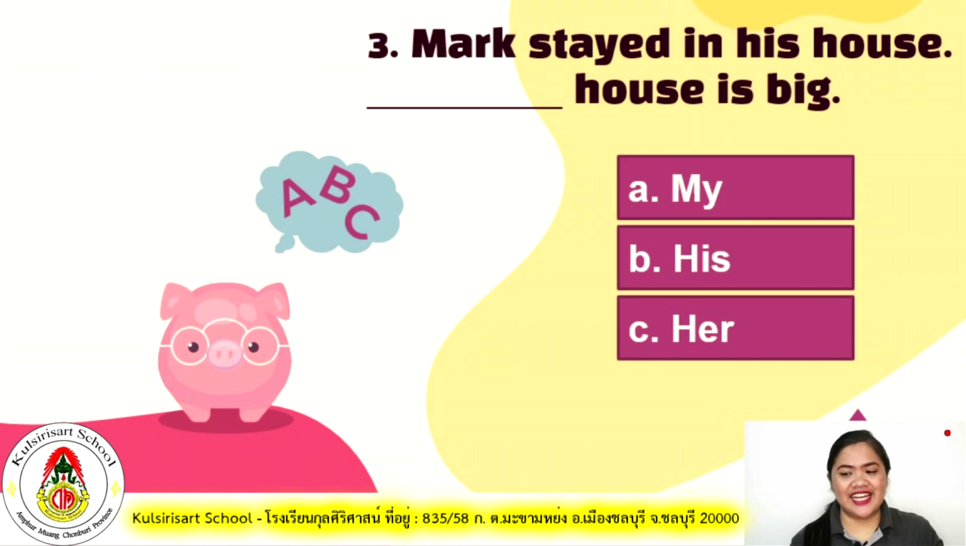Okay, next. Mark stayed in his house. Blank house is big. So, what do you think is the correct possessive adjective? Okay, very good. The word his. As you can see in the sentence, it is already here. Mark stayed in his house. Of course, in the second sentence, you will say his house is big.